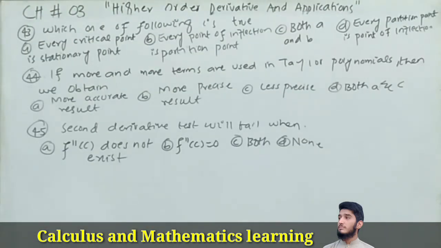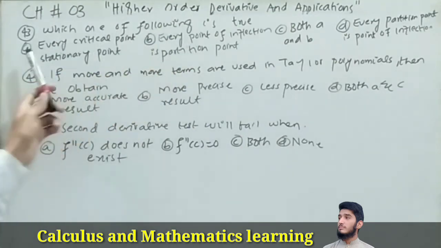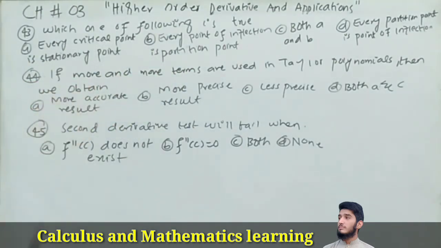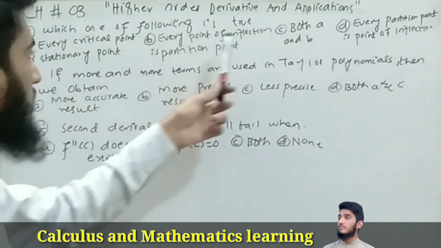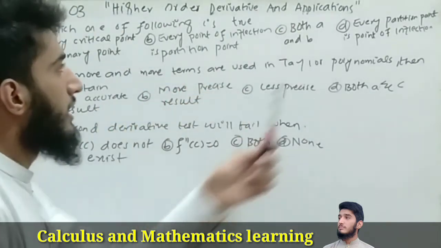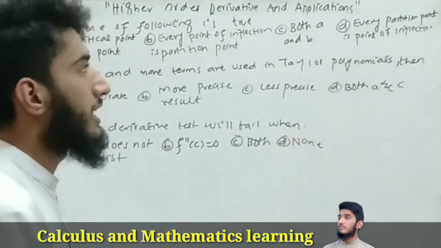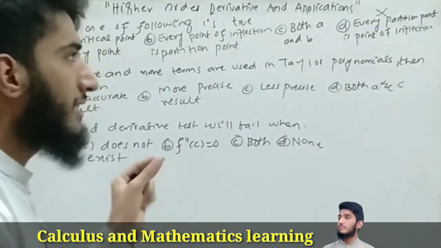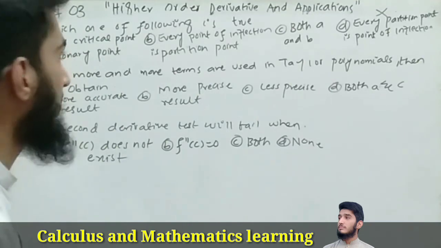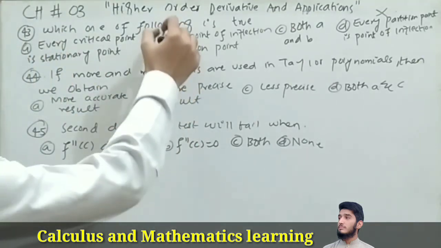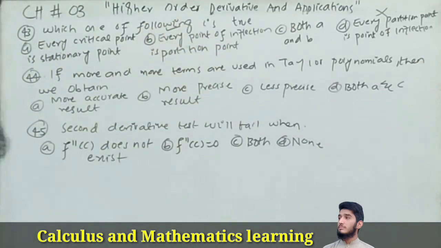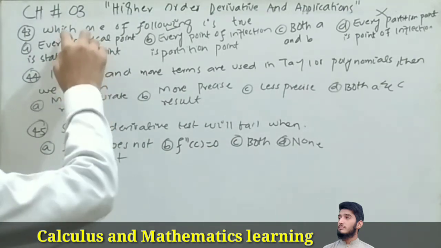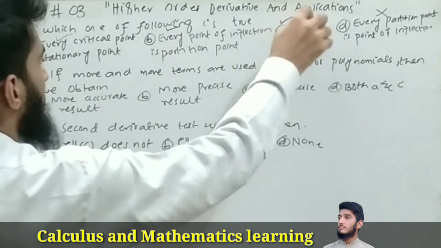Now move to our MCQ number 43. Which one of the following is true? Part A is every critical point is a stationary point, part B is every point of inflection is a partition point, and the last part is every partition point is a point of inflection. This is a wrong option. Every partition point is not necessarily a point of inflection. And this is a right option: every point of inflection must be a partition point, and you know that every critical point is a stationary point. This is also the right option, so the correct option will be option C.